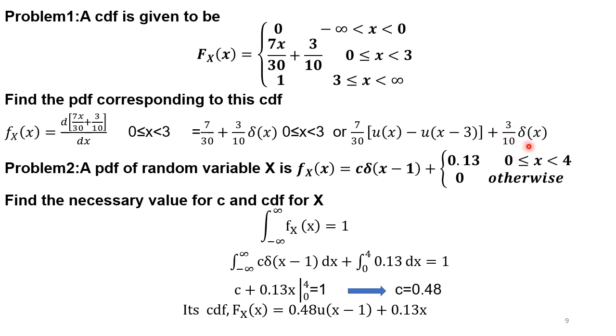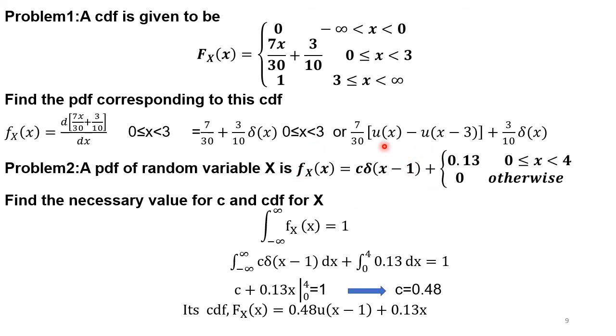Let us take the second problem. Here, a PDF of a random variable is given to us in the form of an equation c into delta of x minus 1 plus 0.13 for x value between 0 to 4, 0 otherwise. We need to find the value of c, and also we need to find the CDF.